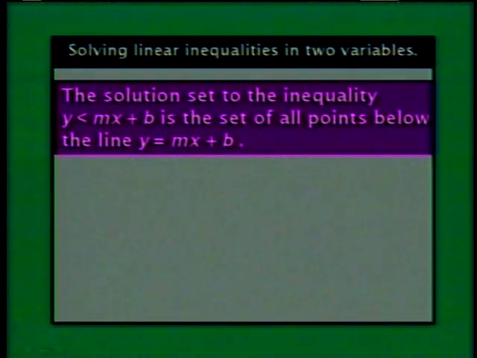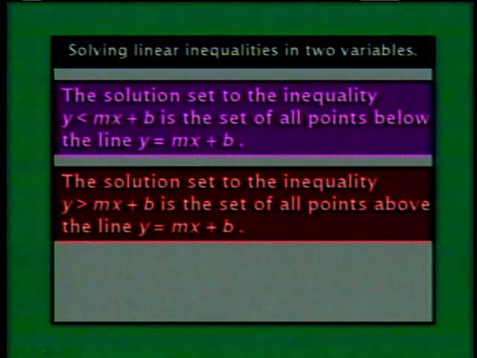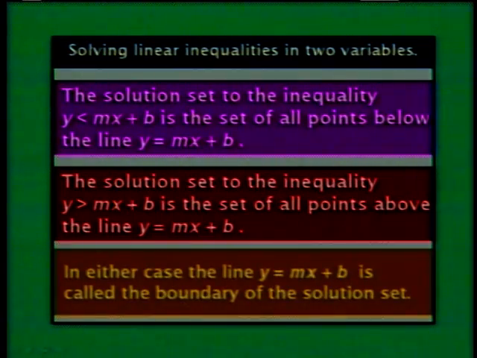The solution set to the inequality y is less than mx plus b is the set of all points below the line y equals mx plus b. The solution set to the inequality y is greater than mx plus b is the set of all points above the line y equals mx plus b. In both of these cases, the line y equals mx plus b is still called the boundary or boundary line of the solution set. The difference here is that points on the line are not included as solutions to the inequality.